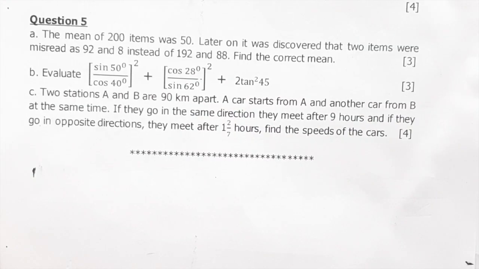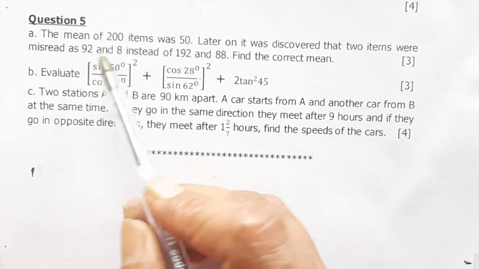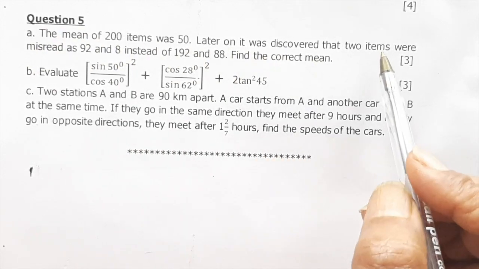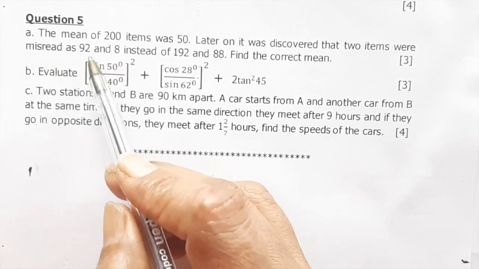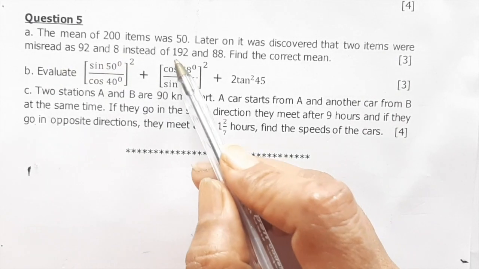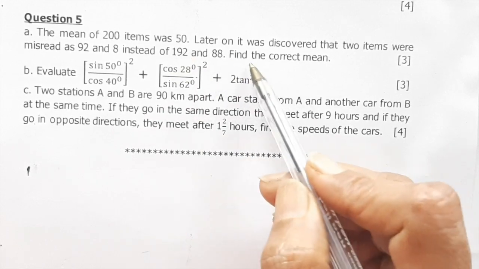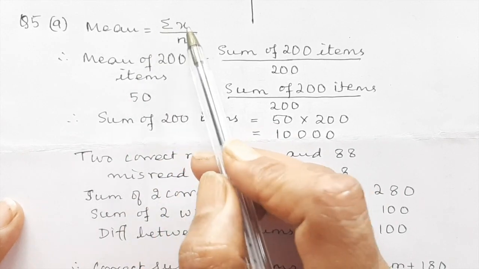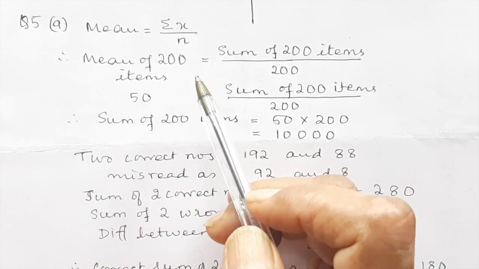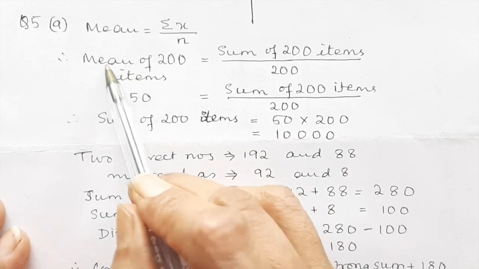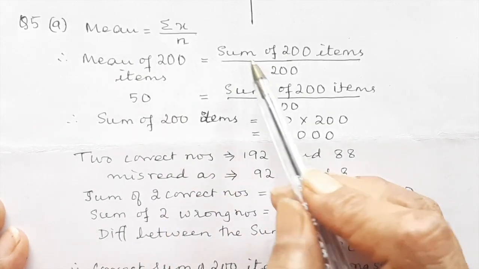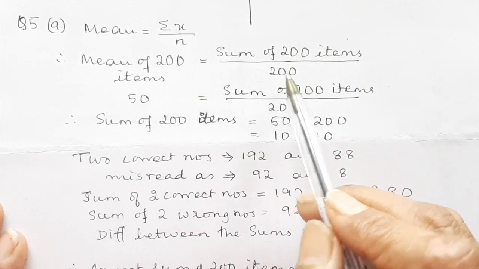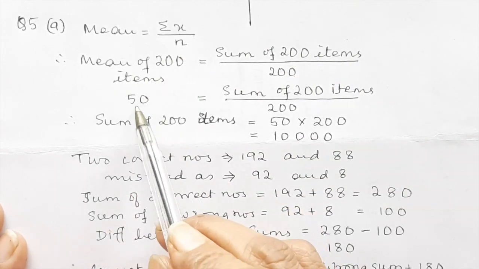We come to the last question of the sample paper. Question 5a: the mean of 200 items was 50. Later on it was discovered that 2 items were misread as 92 and 8 instead of 192 and 88. Find the correct mean. So we write the formula for mean, that is sigma x upon n, and there are 200 items. So the mean is sum of 200 items upon n, which is 200. And the mean is 50.